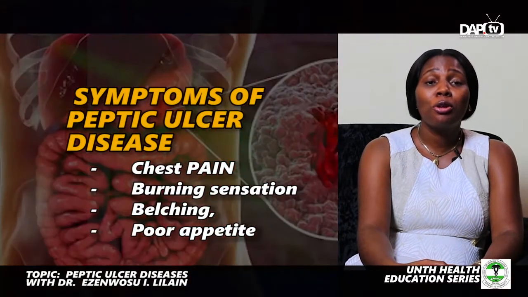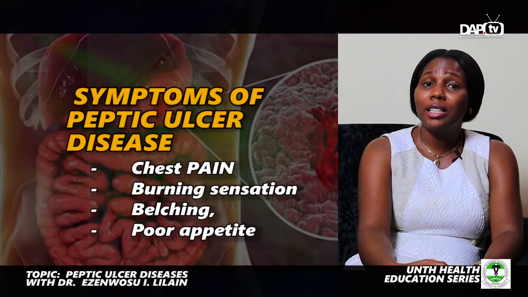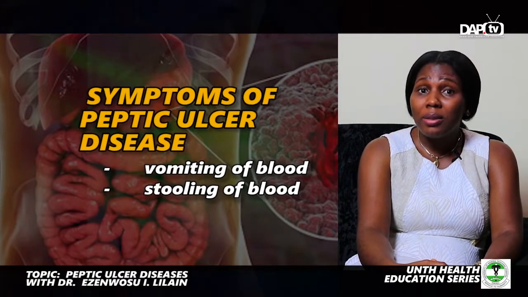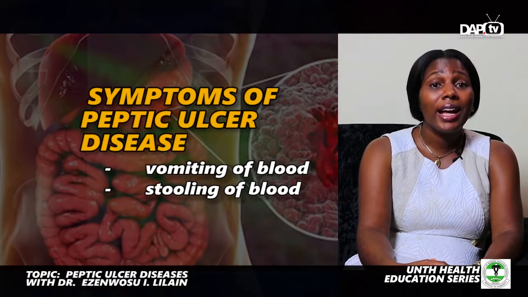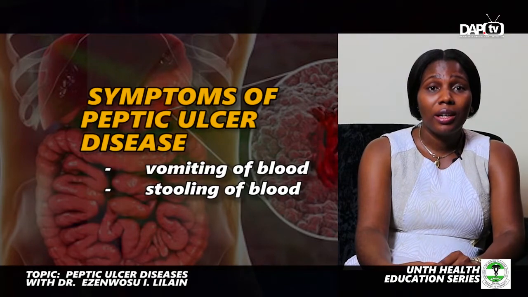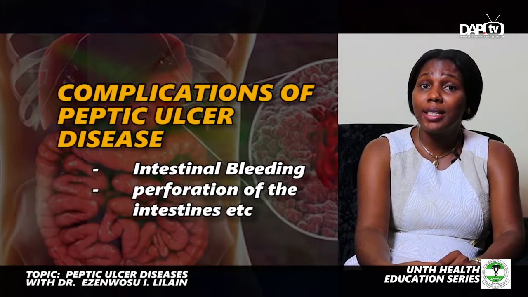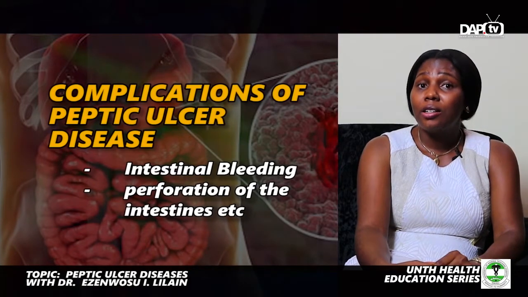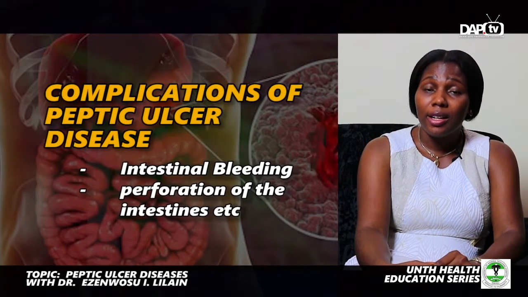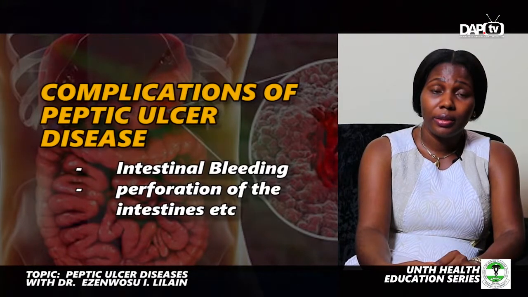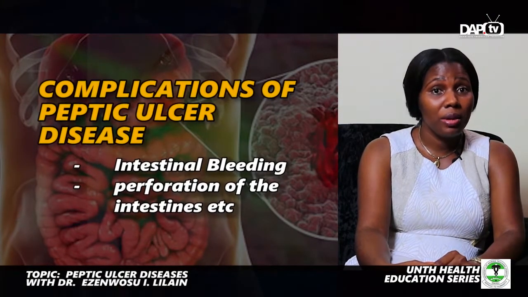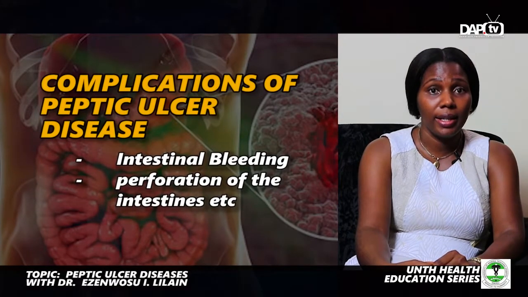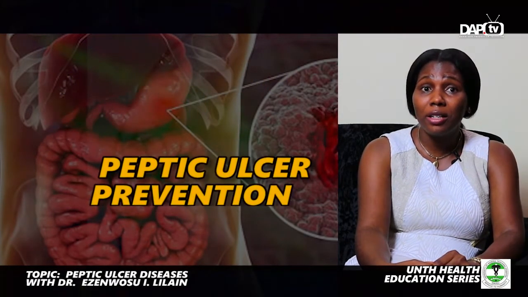Also, this patient can come down with severe symptoms such as vomiting of blood and stooling of blood. If these symptoms are not taken care of, they can lead to complications. And these complications can be intestinal bleeding, perforation of the intestinal organs, obstruction of the intestines, and gastric ulcer. So that means that we need to act in order to prevent peptic ulcer and to detect and treat it early.